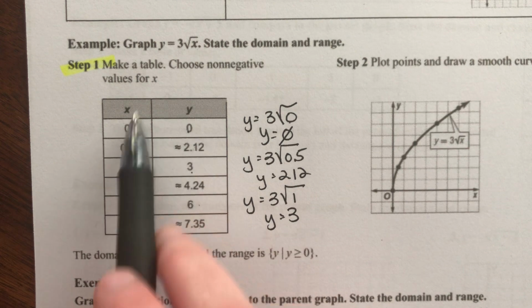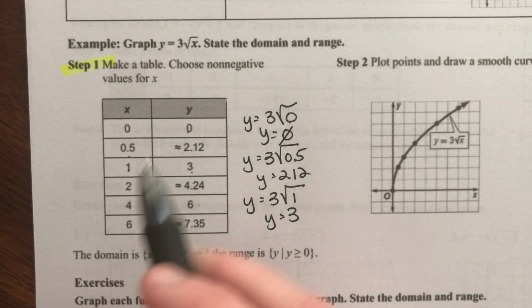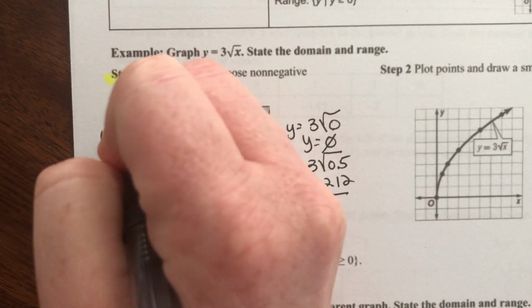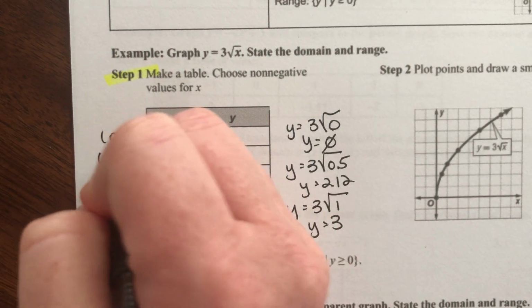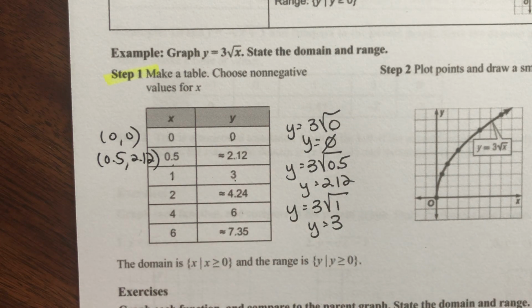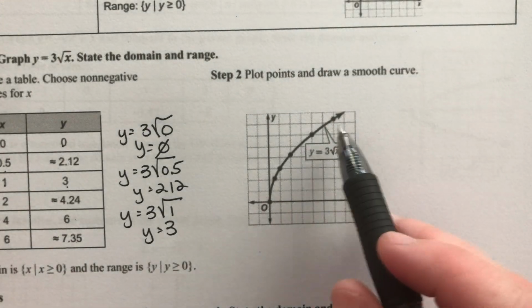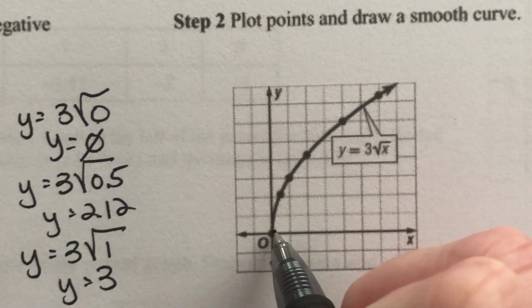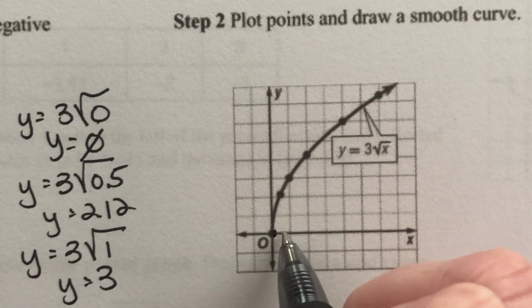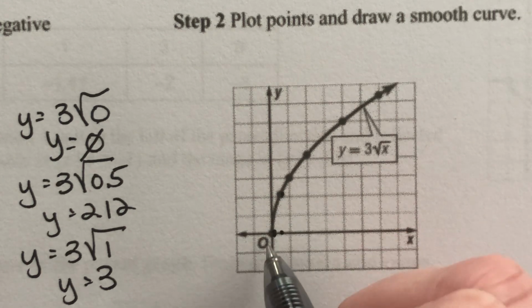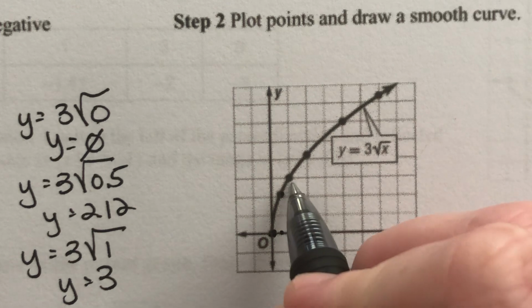Once we have these values, these are all ordered pairs, right? This top one is 0, 0. The next one is 0.5, 2.12. They're all just ordered pairs. So then we're going to graph. We plot each of those points on a coordinate plane. So we've got 0, 0. Then we go over half a unit and up 2.12, so just over 2. We go over 1 unit, up 3 units.